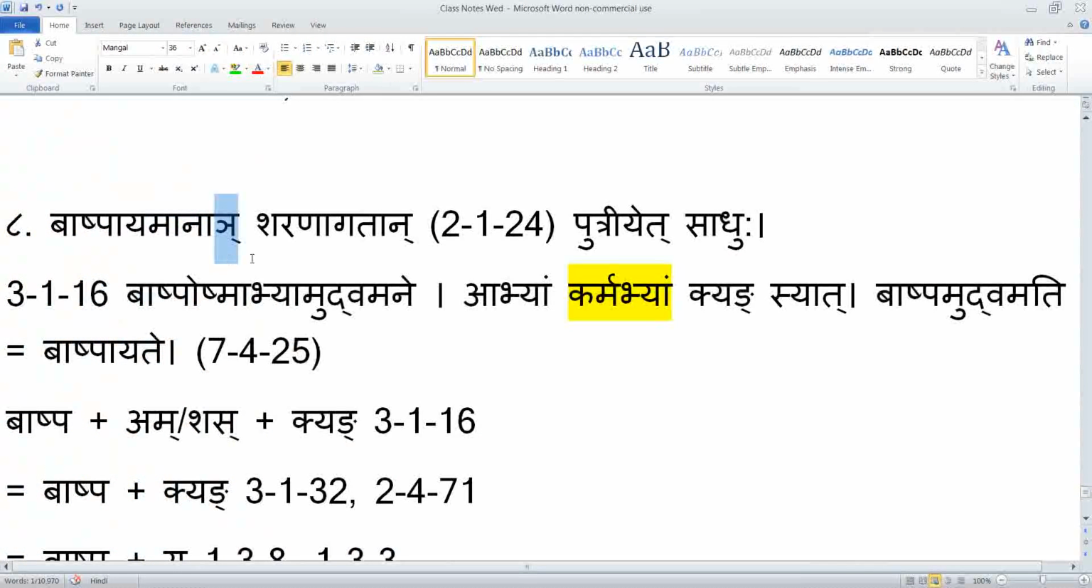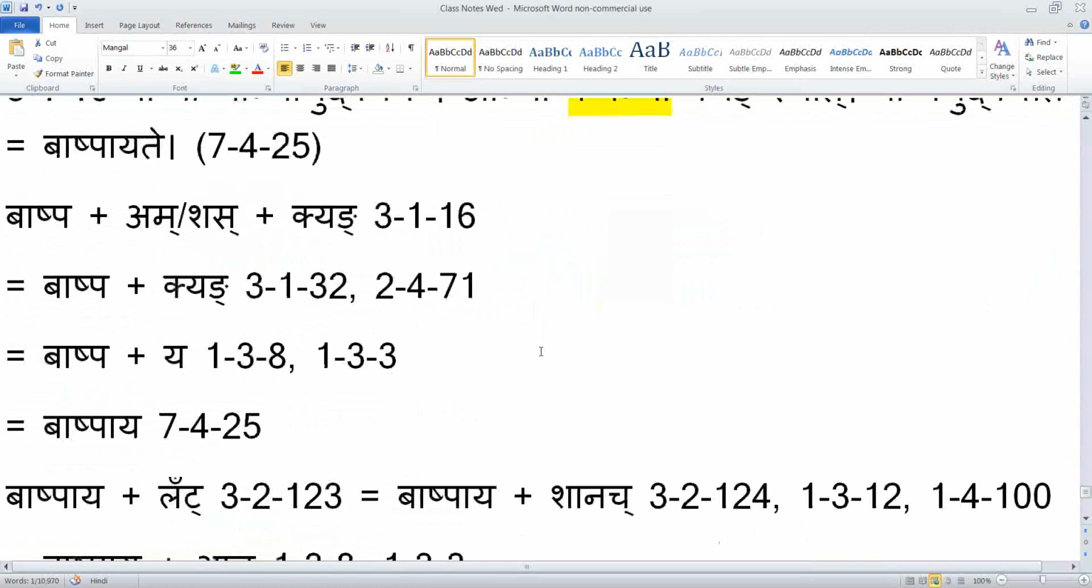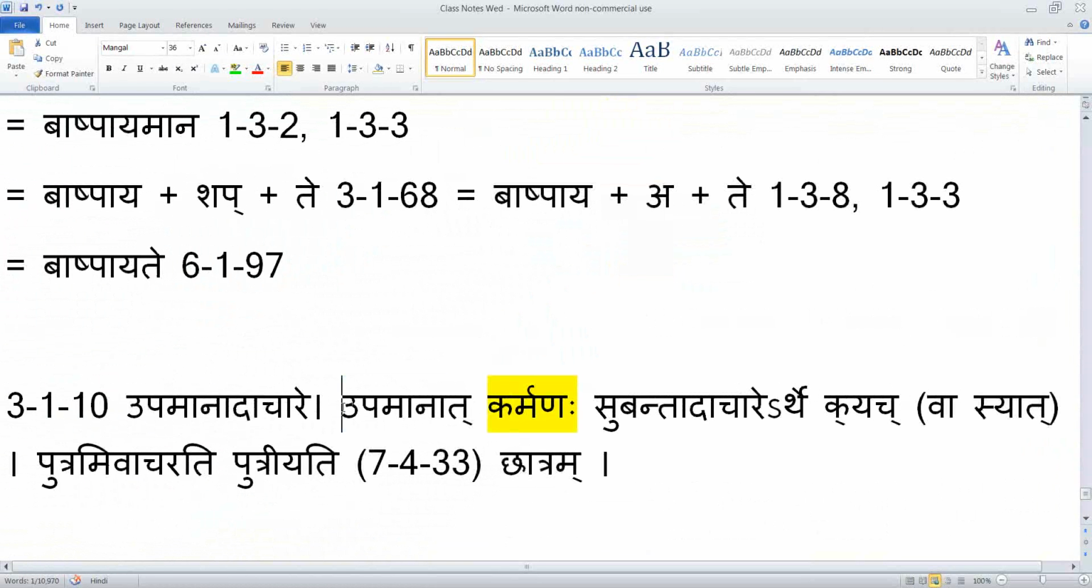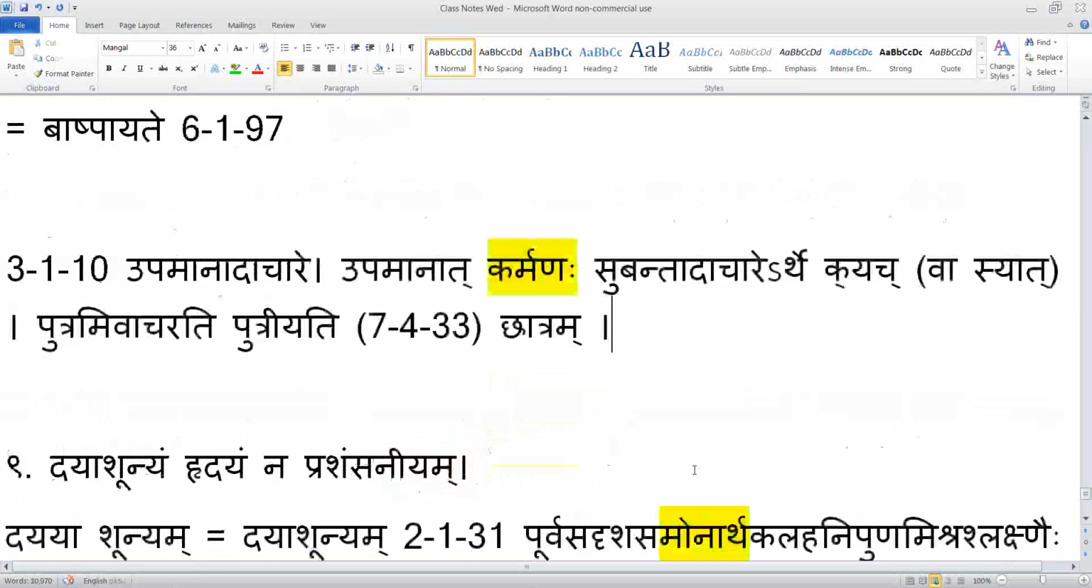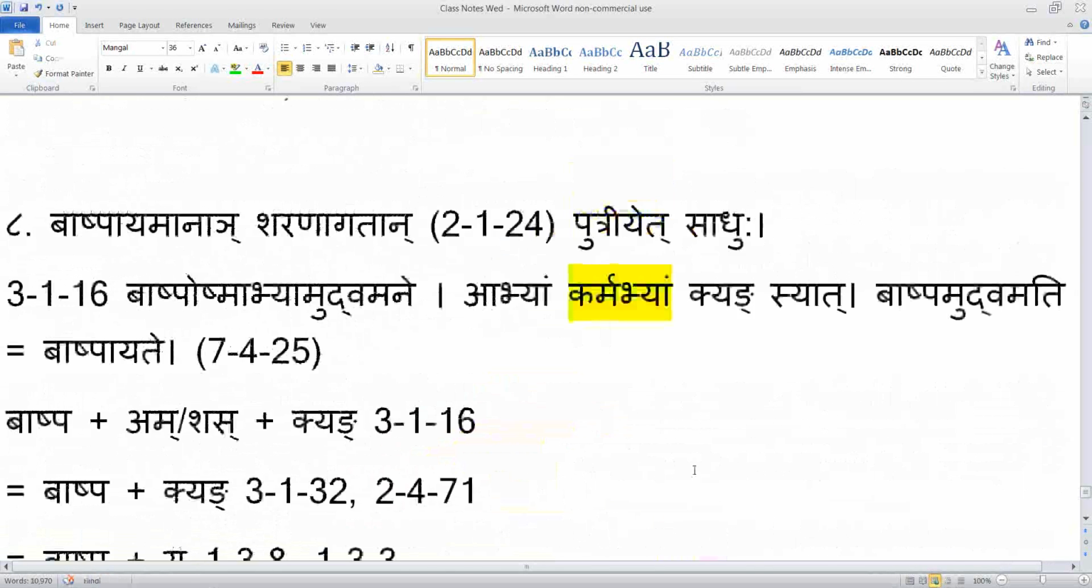So Bashpa, I should be trained to catch these sandhis now. Bashpayamana Sharanagatan Putriyet Sadhu. Putram iva acharet, Putran iva acharet, Putriyet. We just saw the sutram Upamanad Achare, Upamanad Karmanaha: treat somebody like something, like Vishnuyati we just saw. So here, Subantad Acharya Kyach. Only thing, you have to use the Kyachicha to get the ikara adesha. Kyachicha, putriyeti. Putriyet is vidiling pratham purusha ekvachanam.